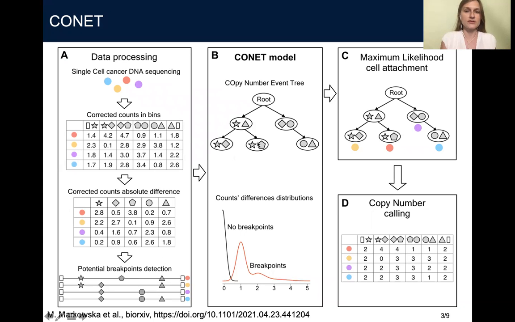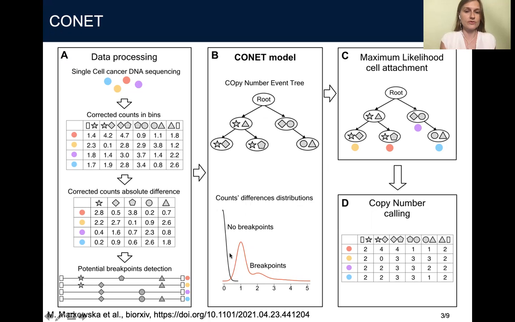We use this data in our modeling procedure where we model the structure of the copy number event tree. Our tree is a non-binary tree with healthy cell as root, and then each node means one copy number event with start breakpoint and end breakpoint. We also model corrected counts differences distributions.